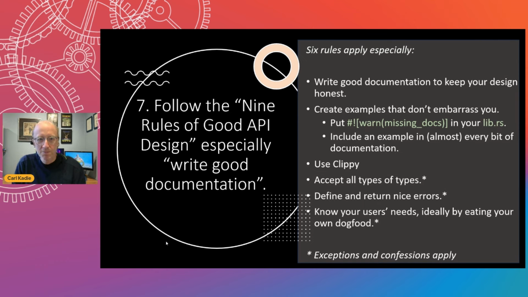Some other tips of good application program interface design is to always use Clippy, to try to accept as many types as you can. If you're accepting a path, also accept the PathBuf and a String and a str. Where appropriate, make sure you define and return nice errors. Interestingly, a lot of data structures don't return any errors. The standard BTreeSet doesn't have any error type, because if you give it something, it accepts most things. And if you give it something it really can't accept, it just panics.